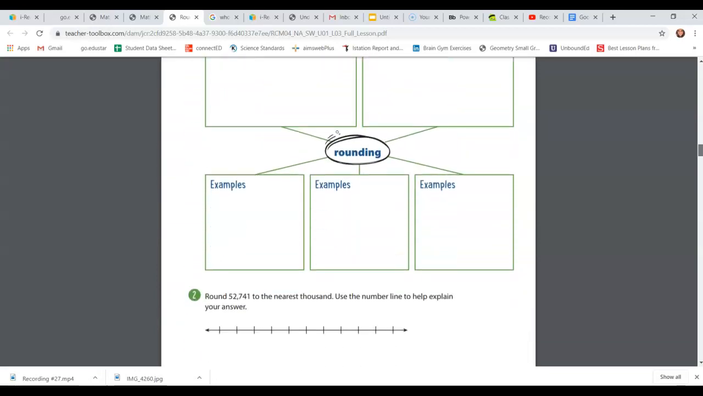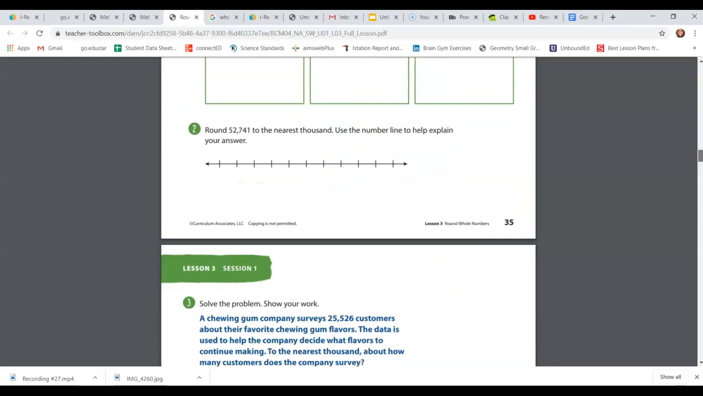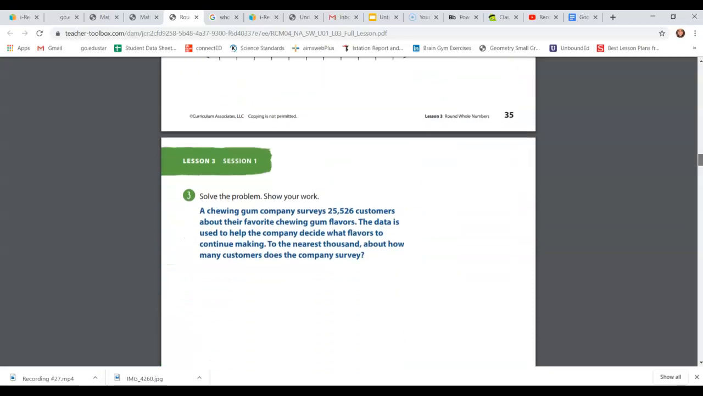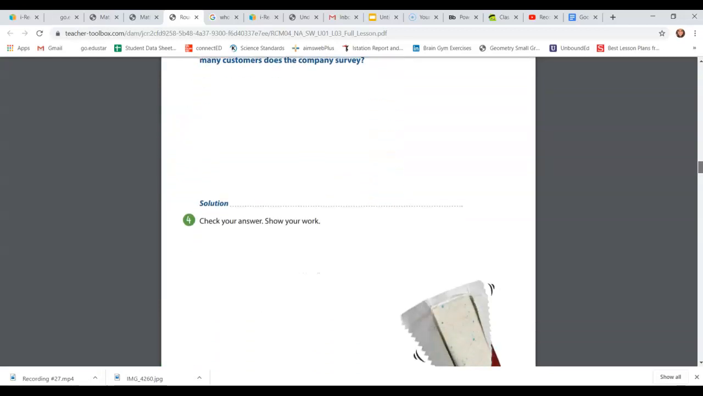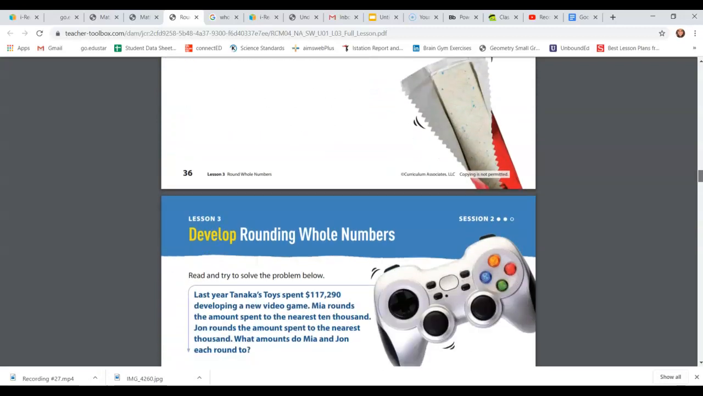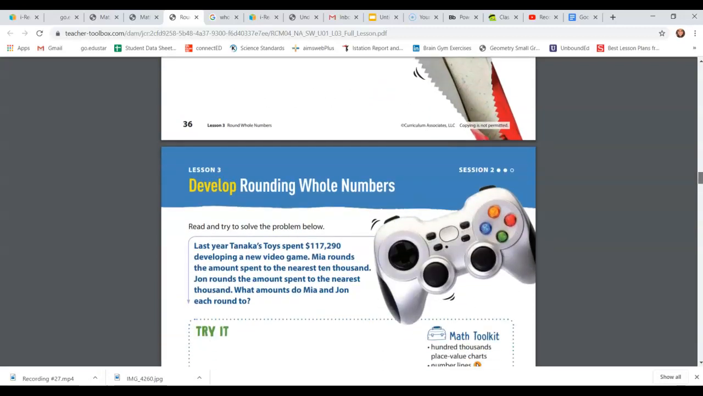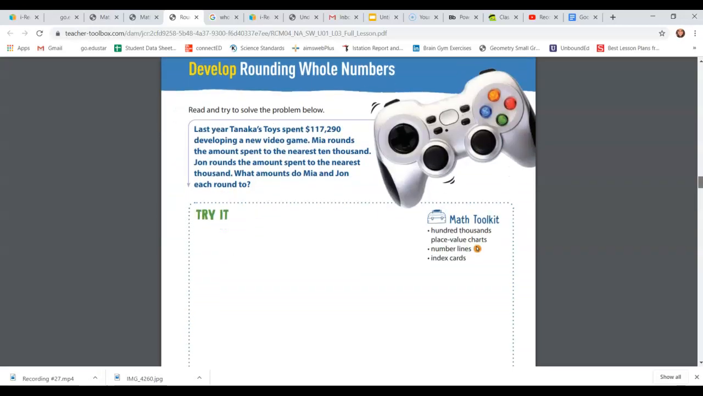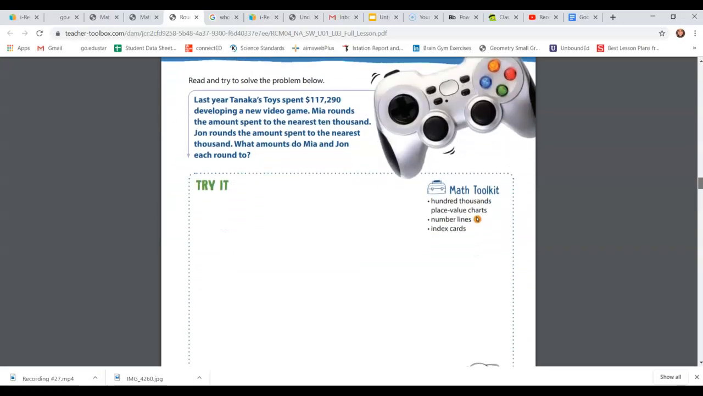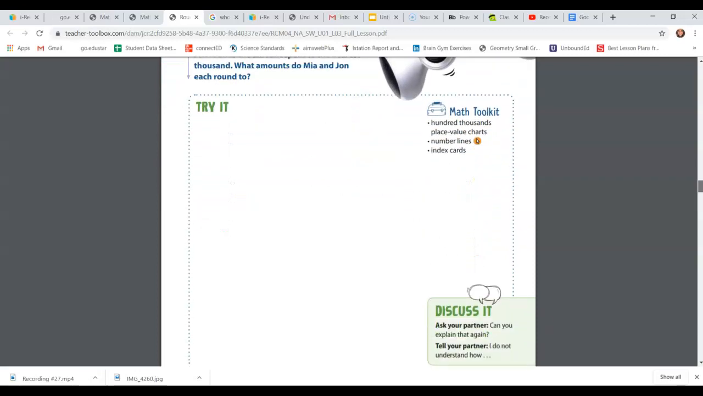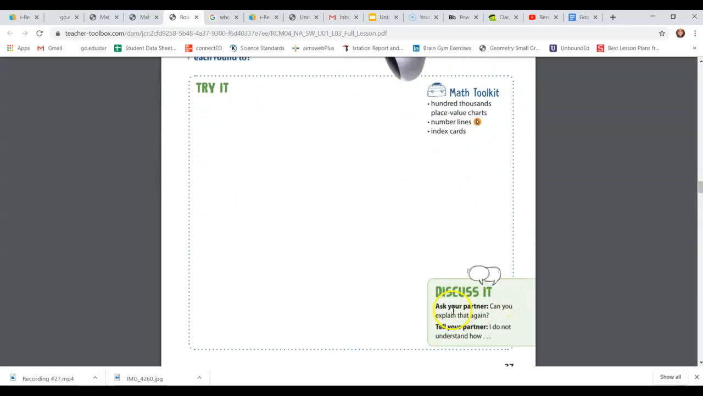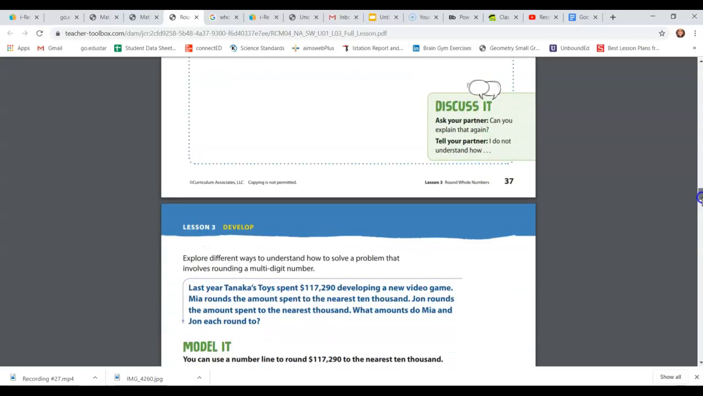This is just some additional practice that you can use. So a lot of times this may be sent home as homework. And then you'll have session 2, which would be developing that concept a little bit more in the same kind of format. The try it, discuss it, and then the connect it.